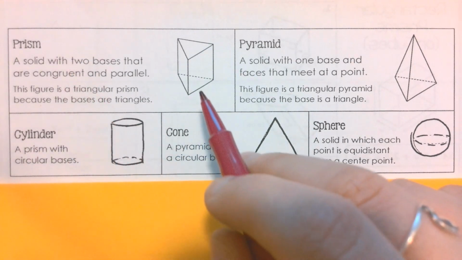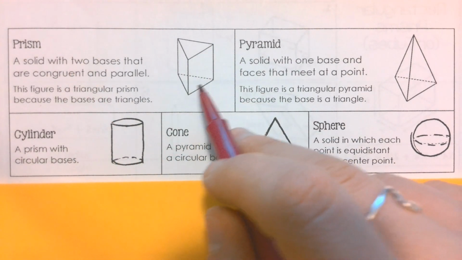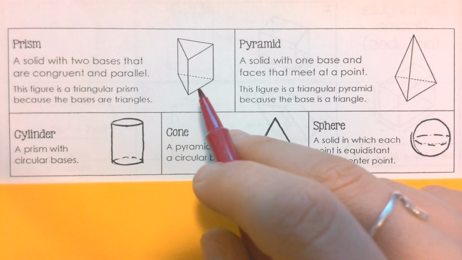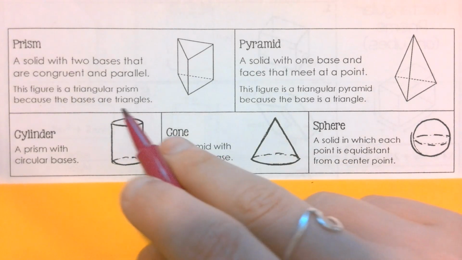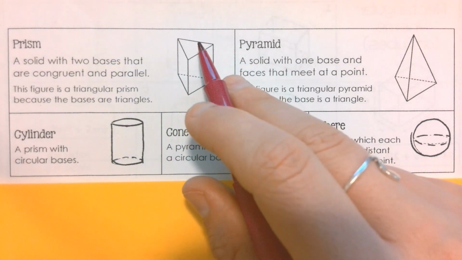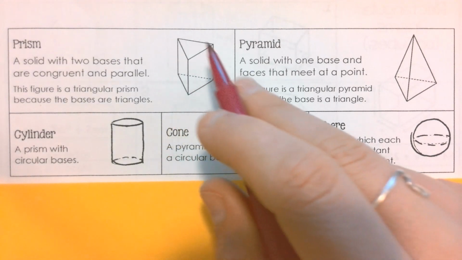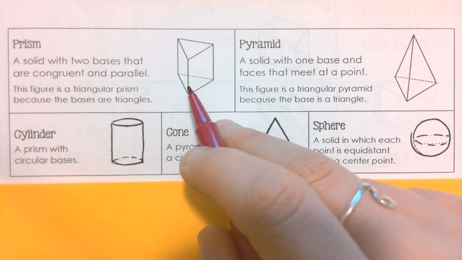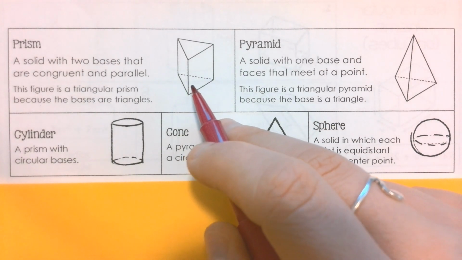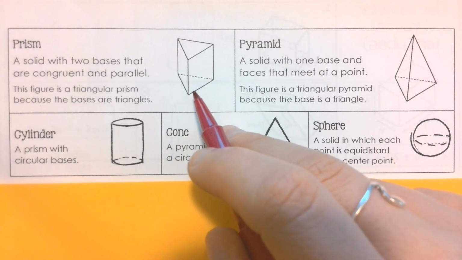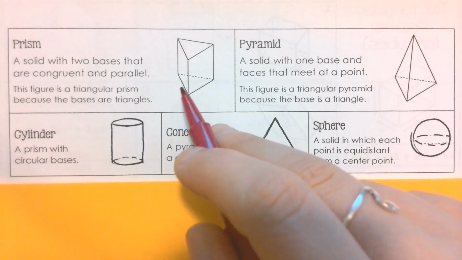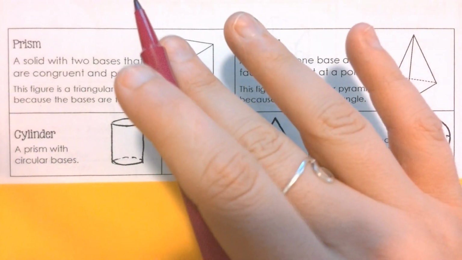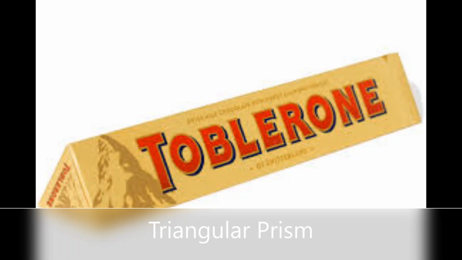But for a prism, it's got two different bases, and then every other side is a rectangle. So notice in this one, this would be a triangular prism because the top and the bottom are both triangles, but then every other face on this is a rectangle. Those two bases don't have to be triangles though, they could be any shape. They just have to be exactly the same, so they'll be congruent, and they have to be parallel to each other. So you can't have one that's kind of slanted.